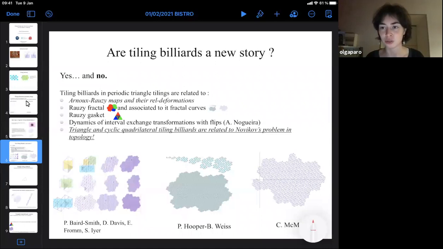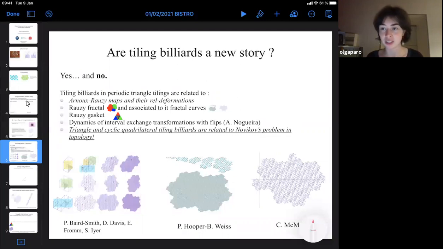In relation to the symbolic dynamics of the Arnoux-Rauzy maps, or more precisely of one map from this family, which is the Arnoux-Yoccoz map, in some sense the most self-similar map in the family. So this is one direction. This is that tiling billiards are related to these classical objects, as interval exchange transformations of six intervals, and so some translation surfaces of genus three.